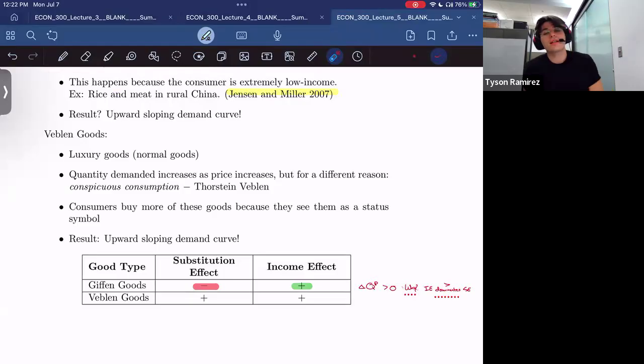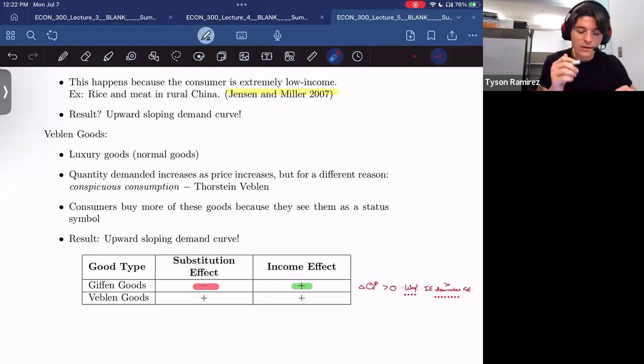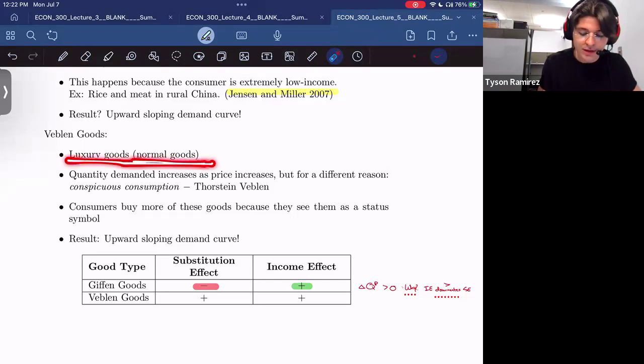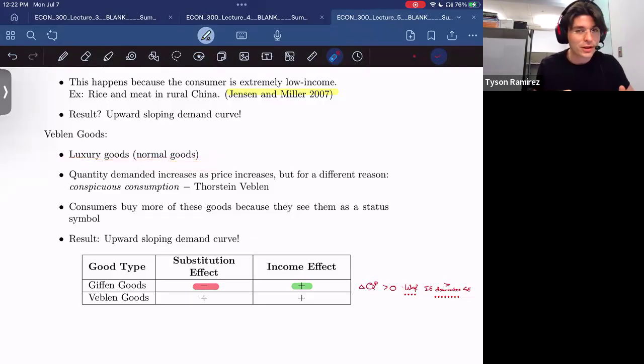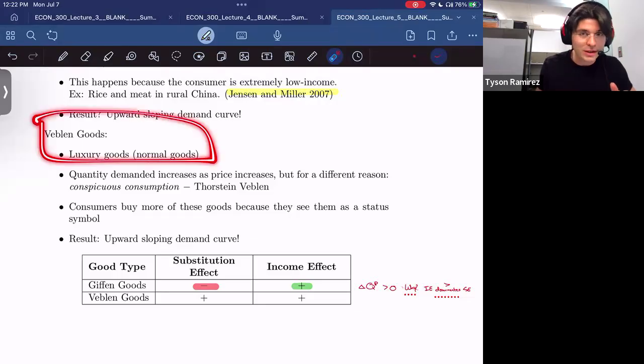Another one that I find is always very interesting. This was something I learned about when I took a history of economic thought course, and I found it very interesting. We have these things called Veblen goods. Veblen goods are normal goods, which are luxury goods. Giffen goods were inferior goods for very low income. Well, Veblen goods are the opposite. Veblen goods are luxury goods, and these are usually purchased by very high income people.